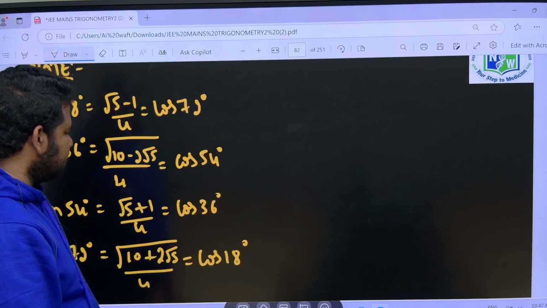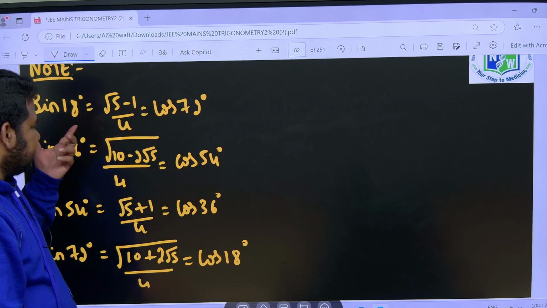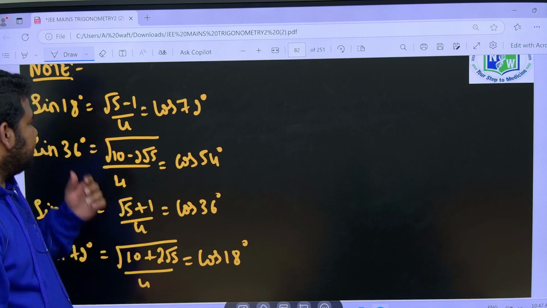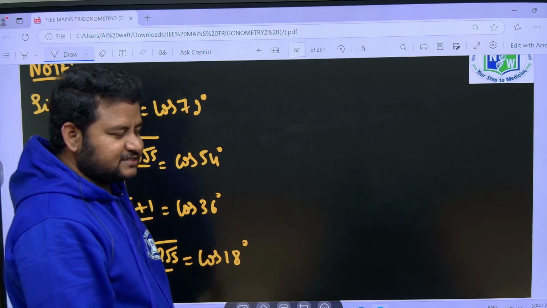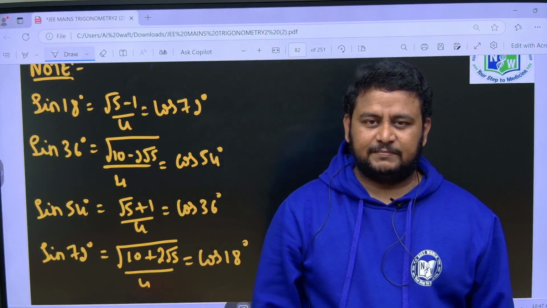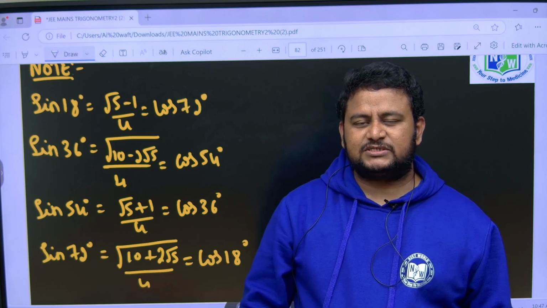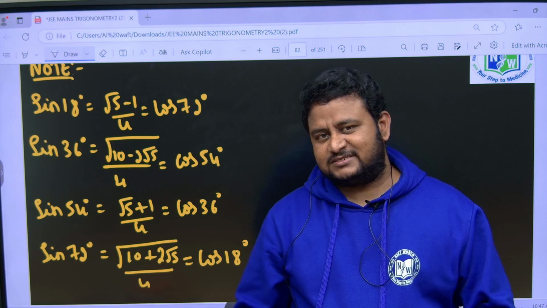Next one. See here, you have to know certain important results. That is sin 18 degrees is (root 5 minus 1) by 4. We learned sin 15 degrees. Sin 15 degrees is what? (Root 3 minus 1) by 2 root 2. Cos 15 degrees is what? (Root 3 plus 1) by 2 root 2.